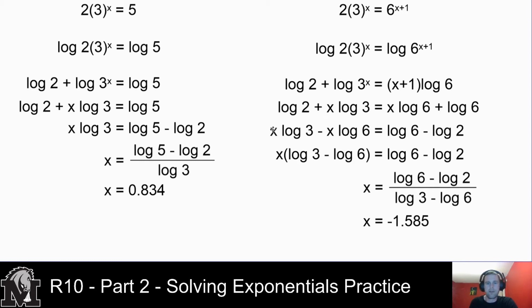Then I'm going to factor out an x from all the terms on the side with the x's, so x log 3 minus log 6. And then to get x by itself, I have to divide this whole thing. So log 6 minus log 2 ends up getting divided by log 3 minus log 6. Punch it into your calculator, should get negative 1.585.